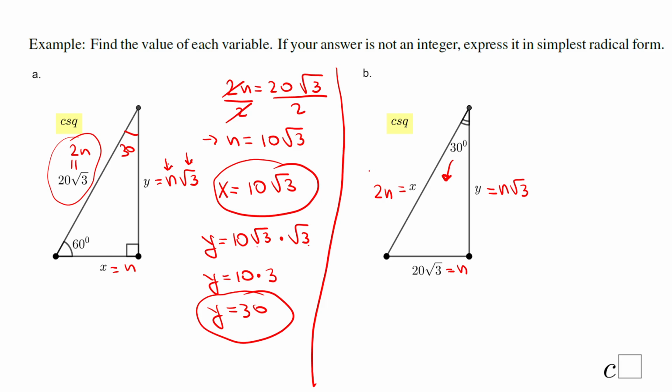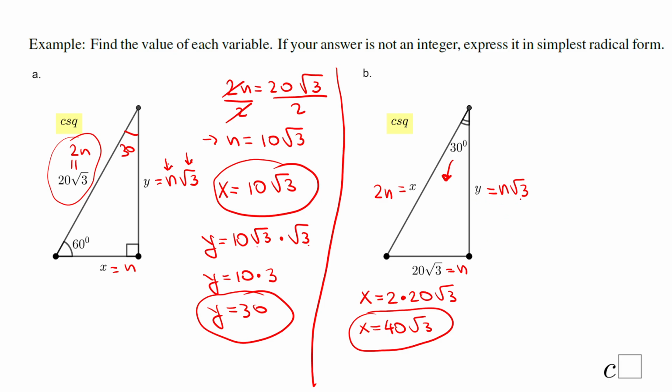I'm going to start with the hypotenuse, because hypotenuse is straightforward. It's very simple. X is 2n, is 2 times this expression, 20 square root of 3. So x will be nothing else than 40 square root of 3. Double that shortest leg. Now let's take a look at y.